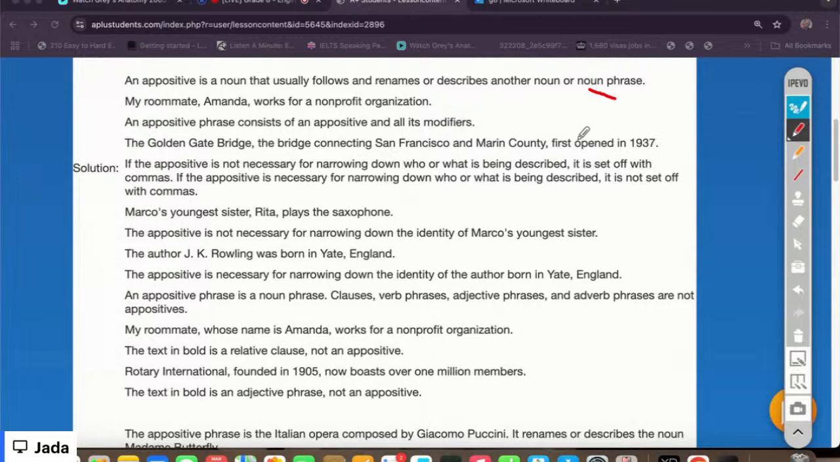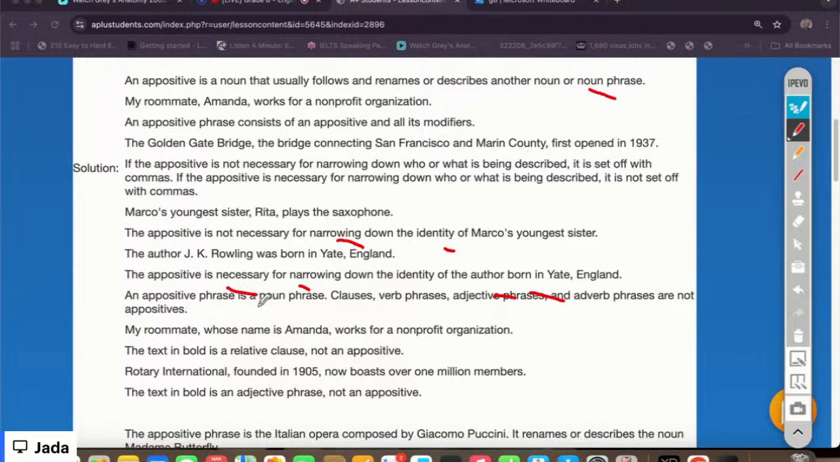So we have Marco's younger sister Rita plays the saxophone. The appositive is not necessary for narrowing down the identity of Marco's younger sister. The author J.K. Rowling was born in Leeds, England. The appositive is necessary for narrowing down the identity of the author born in Leeds, England.